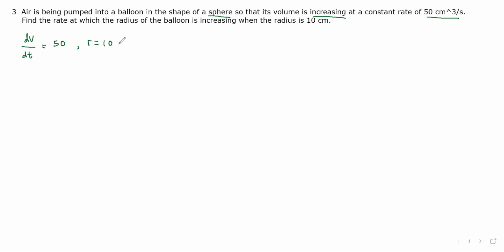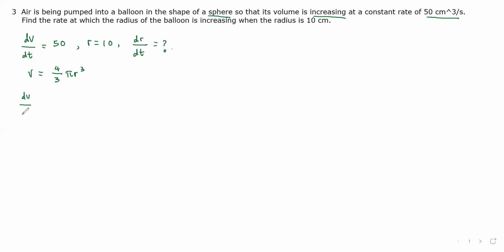When the radius is 10, we need to find the rate of change of the radius. So we need to find dr/dt. We are given that dV/dt is 50, and we know that the volume of a sphere is given by 4/3 pi r cubed. So we differentiate this with respect to t.